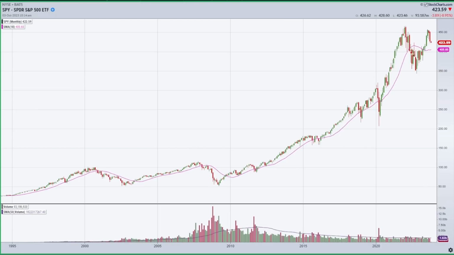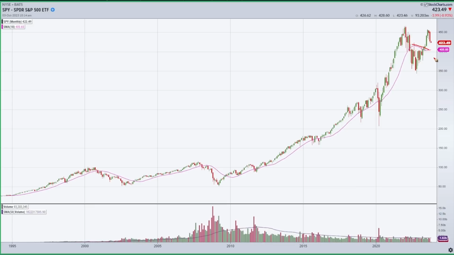Now, look at what's taken place recently. We had a clear break of this line, and it rolled over. For the first time, really, since back here in 2010, we had a clear rollover of the 18-month. We're talking about 12 years where this line was rising, okay, or flat. It never really turned down.